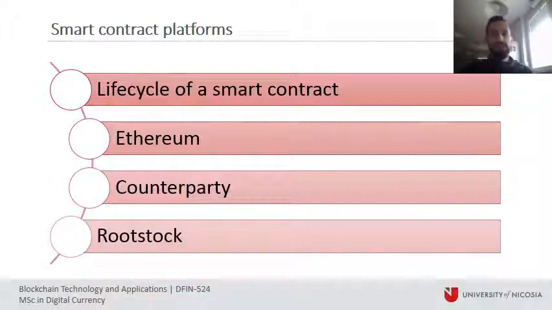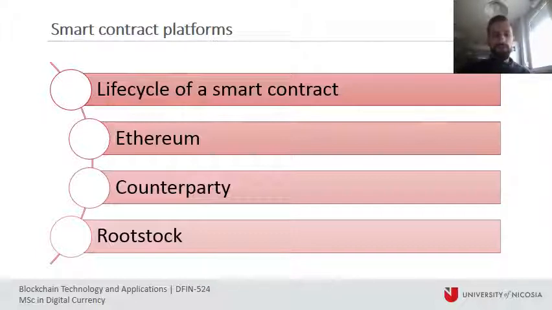On the other hand, Rootstock is a force to be reckoned with. It aims to be a bridge between Bitcoin and Ethereum. Similar idea to Counterparty, but on a completely different technical level. Rootstock is trying to tap into the benefits of both Ethereum and Bitcoin without falling for their issues.